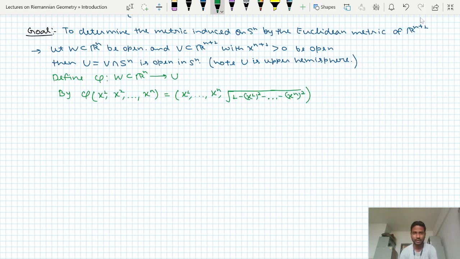Now, note that this is the parameterization for the upper hemisphere. To denote it, let's call it phi plus. What would be the parameterization if you want to have the lower hemisphere? For the lower hemisphere, what will be phi minus?